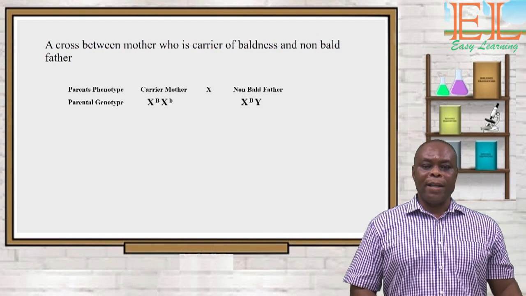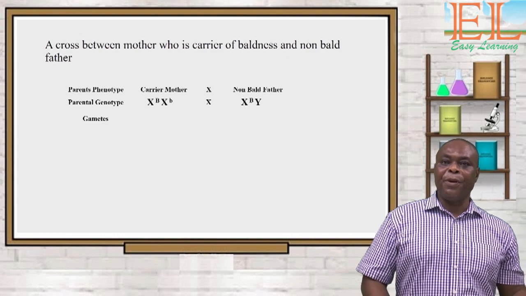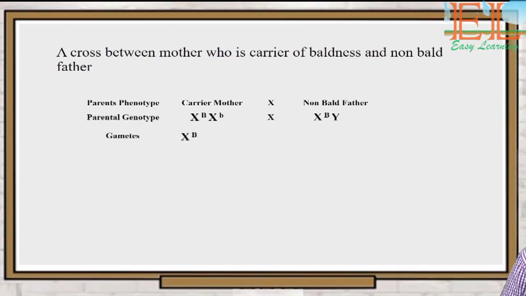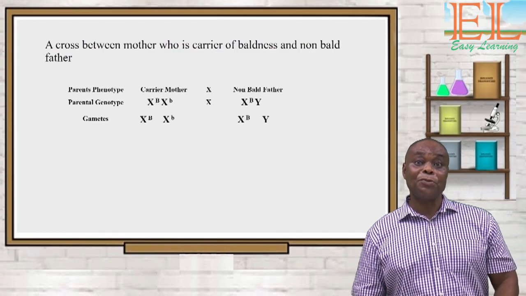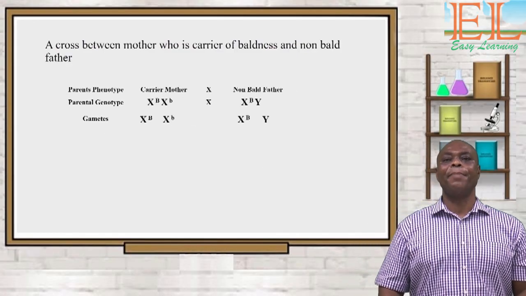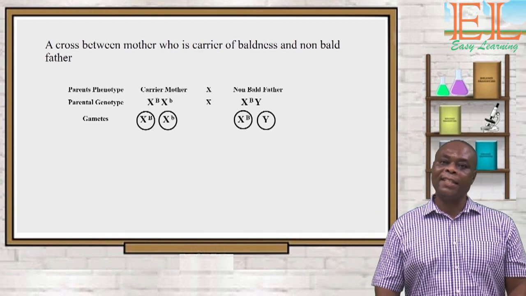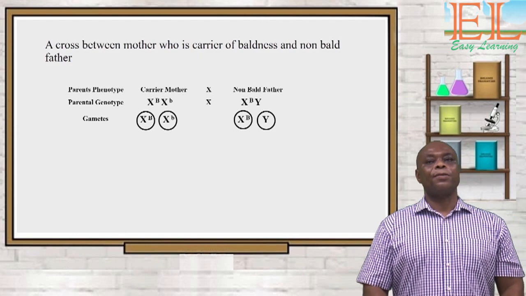Now we come to the gametes. For the gametes, we know they separate, so the X with capital B separates from the X with small b. Then the X with capital B in the male separates from the Y. And please remember, Y doesn't bear it. Then we circle them to show that they are sex cells.